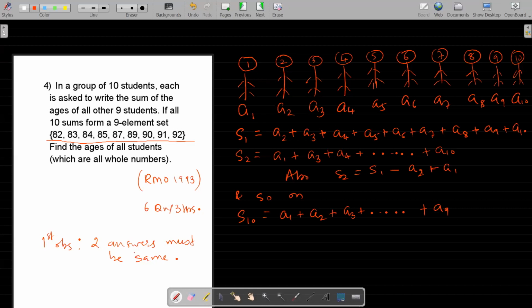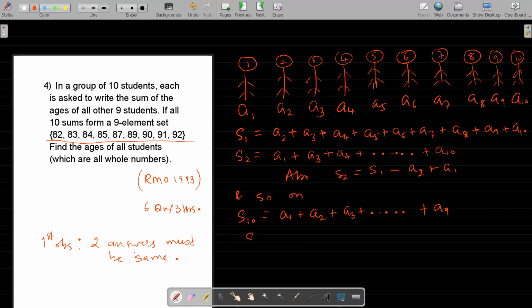Everyone agrees? So each student says the sum of ages of all others, right? And one of these numbers, 82, 83, 84, is repeated, right? Two answers must be same, right? Sir, S10 is also S9 minus A10 plus A9. Very good, yes.